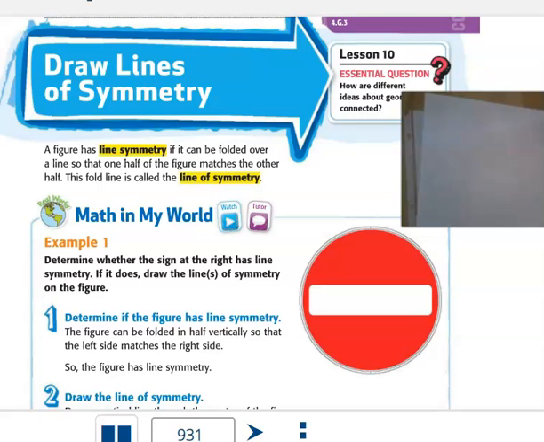Ladies and gentlemen, you have reached the last lesson in your 4th grade math book, Chapter 14, Lesson 10. How are different ideas about geometry connected? Today we're going to be drawing lines of symmetry. A figure has line symmetry if it can be folded over a line so that one half of the figure matches the other half. This fold line is called the line of symmetry.